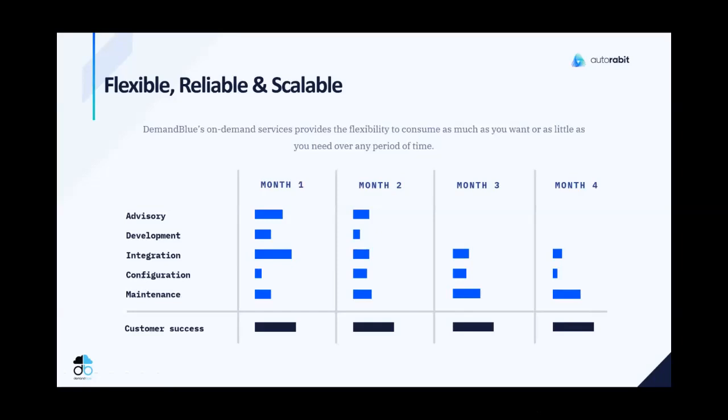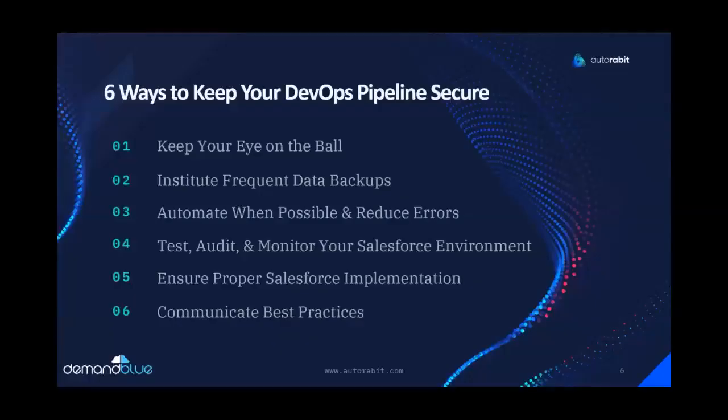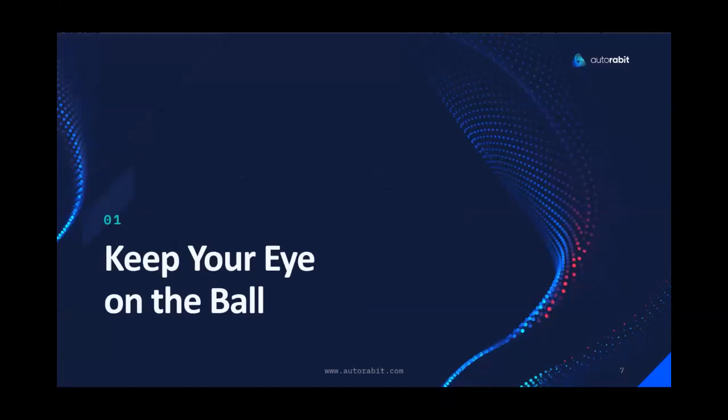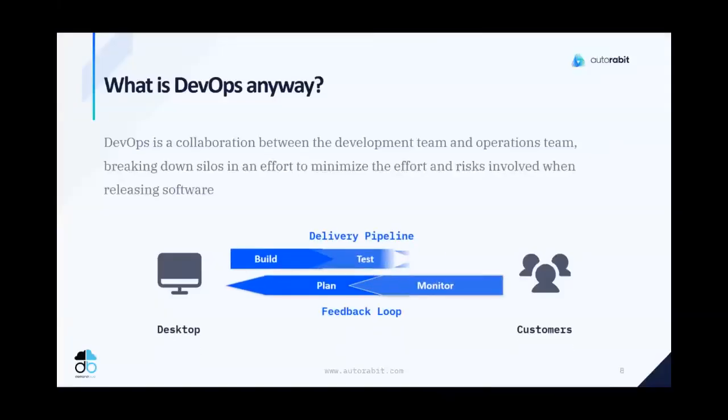Now let's talk about the 6 ways to keep our DevOps pipeline secure. Keeping your eye on the ball, institute frequent data backups, automate when possible and reduce errors, test, audit, and monitor your Salesforce environment, ensure proper Salesforce implementation, and lastly, communicate the best practices. Let's start by keeping our eye on the ball.